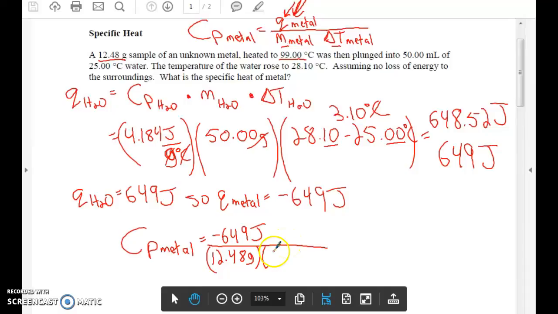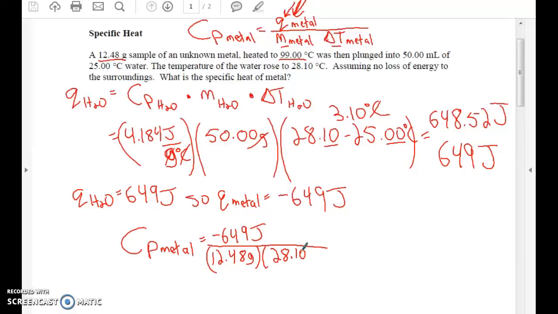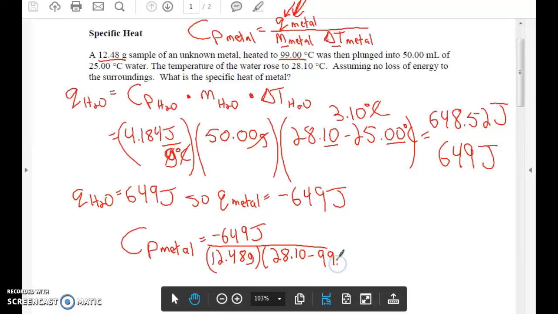Remember, delta T is final minus initial. The metal ended up at 28.10 degrees Celsius, just like the water did, and it started out at 99.00 degrees Celsius. Again, do the subtraction first. Go by the least number of decimal places, so that is negative 70.90 degrees Celsius.